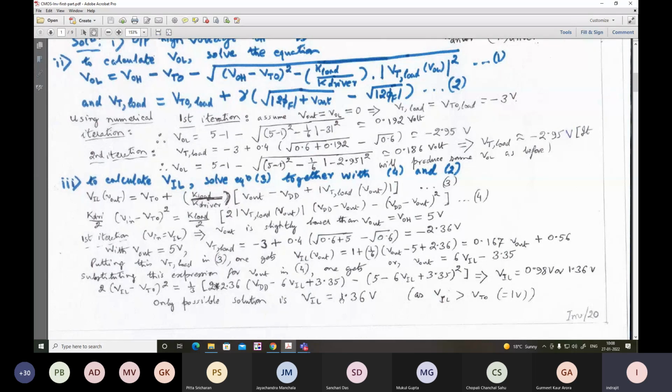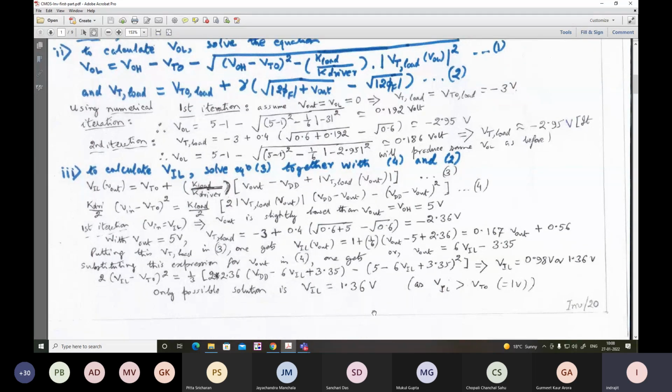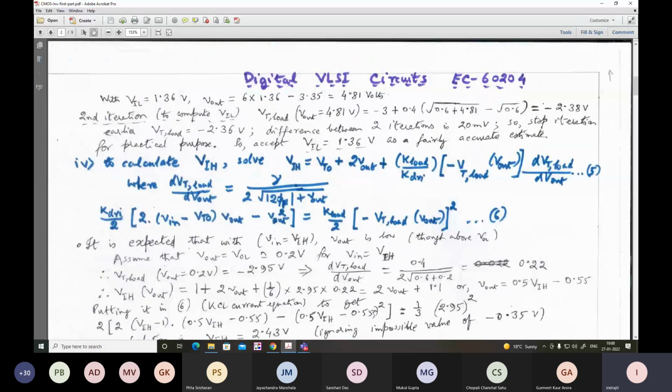Okay. So assuming this to be the solution, next we have to refine the value of VIL. Output voltage, first we obtained it to be 4.81 volt. It is slightly lower than VOH equal to 5 volt. Then in the second iteration, we recalculate the threshold voltage of the load device.